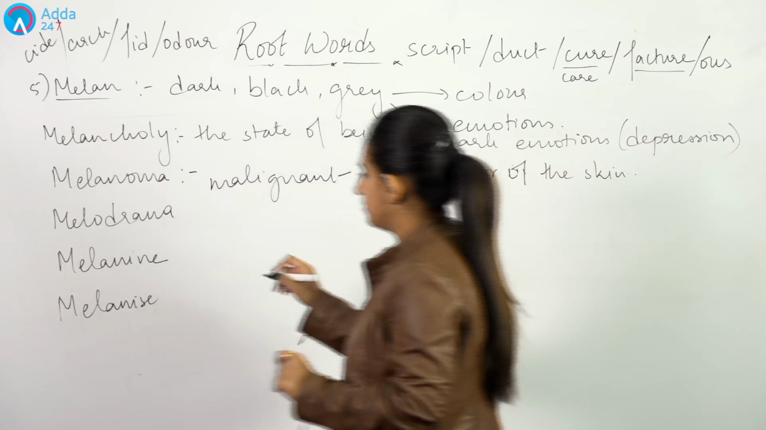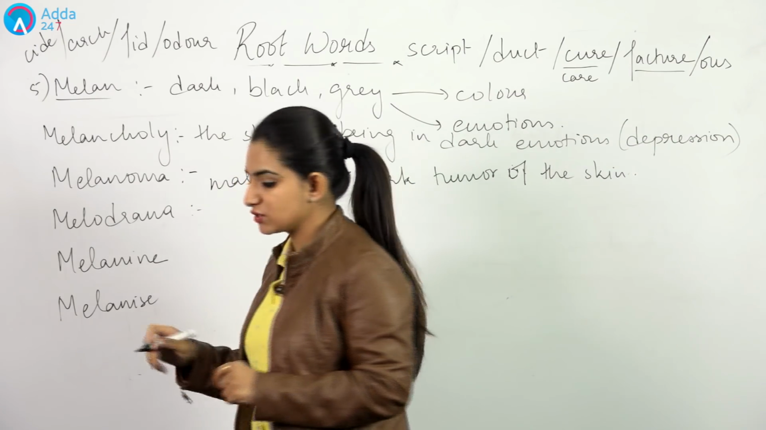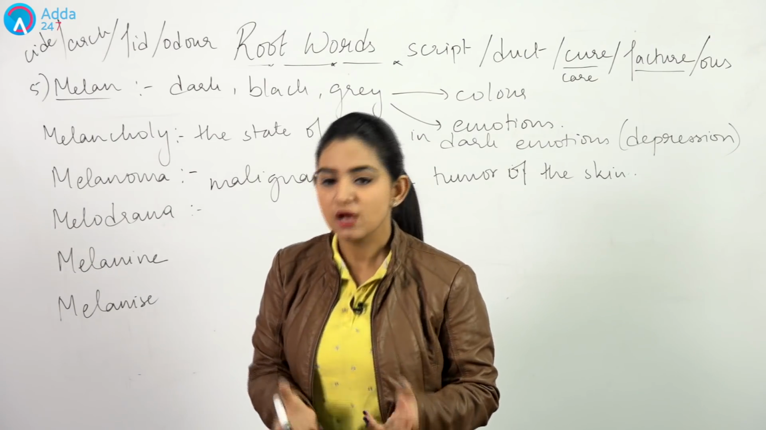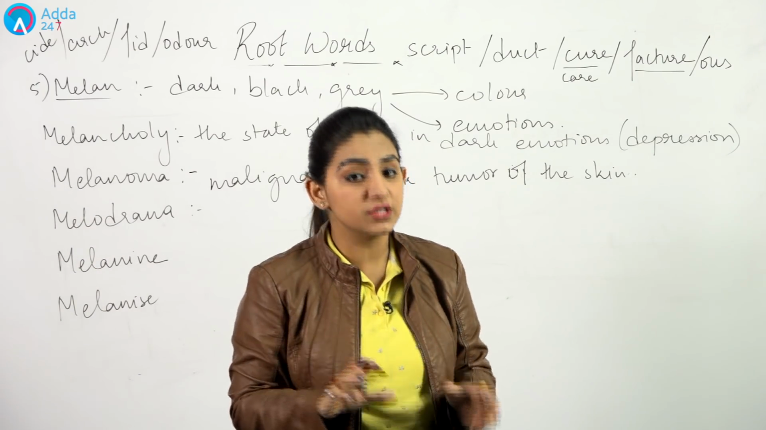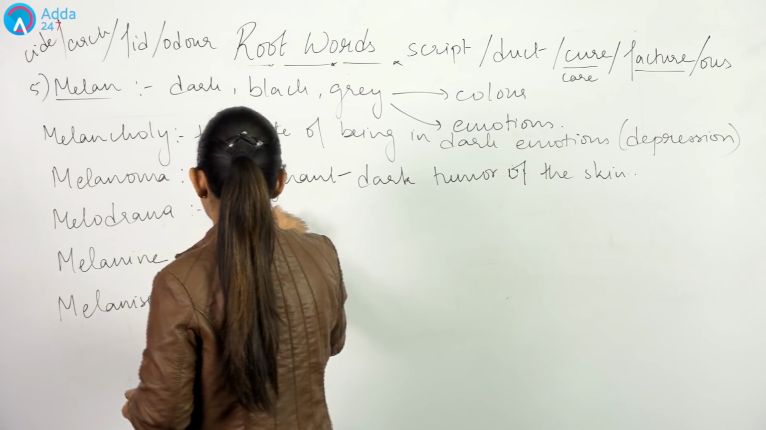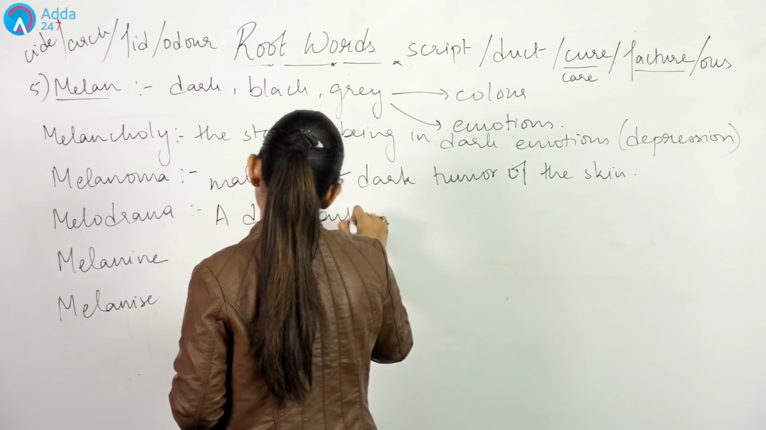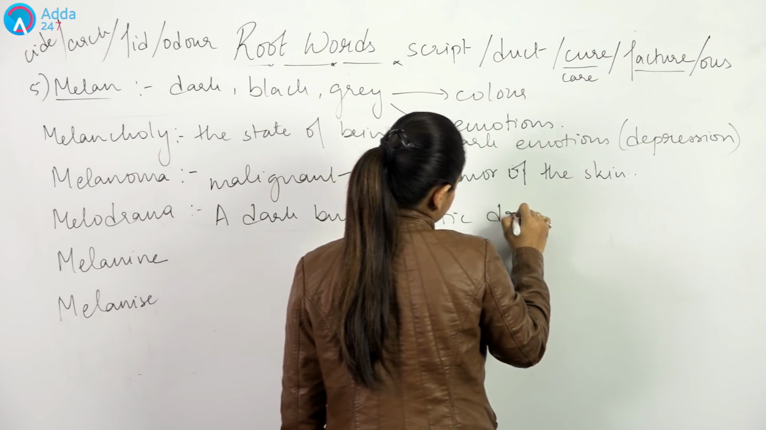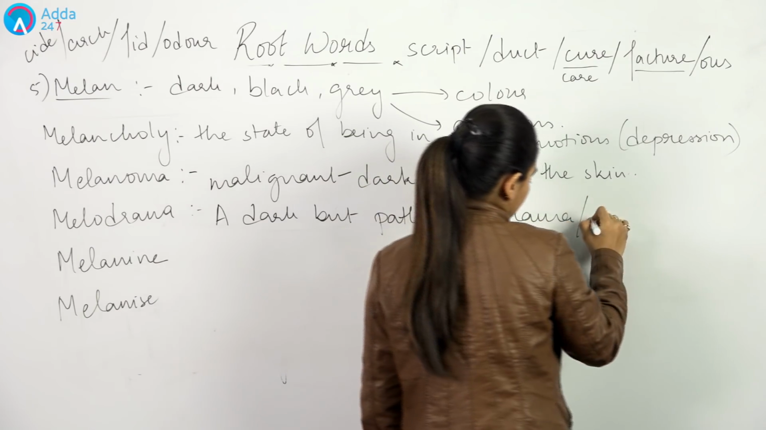Next word is melodrama. Melodrama is when somebody shows emotions, but that emotion is not real. That is what we mean by melodrama: a dark but pathetic drama or emotions.